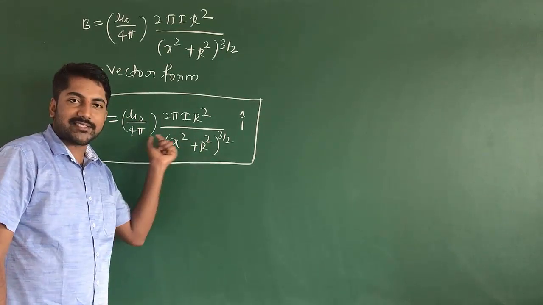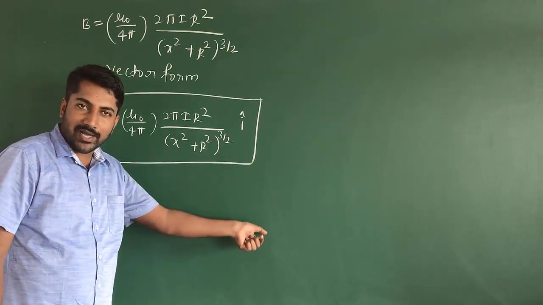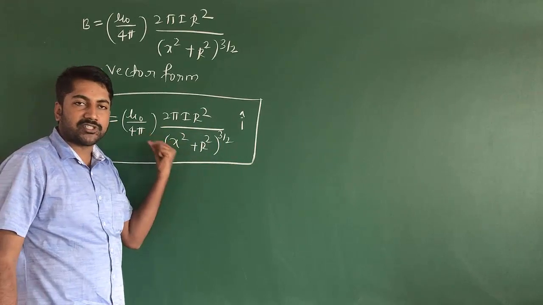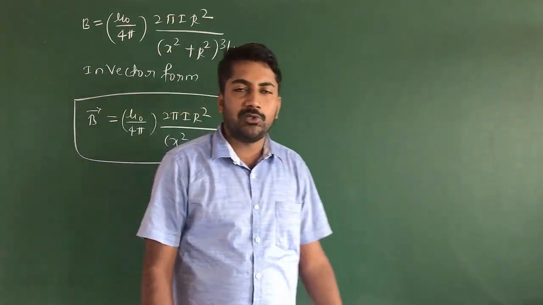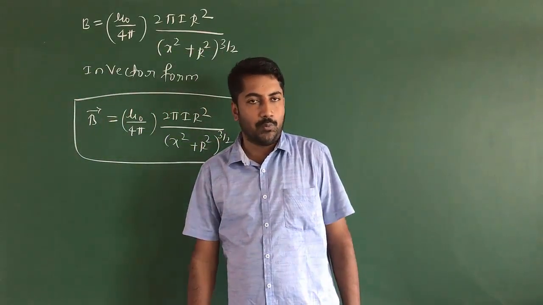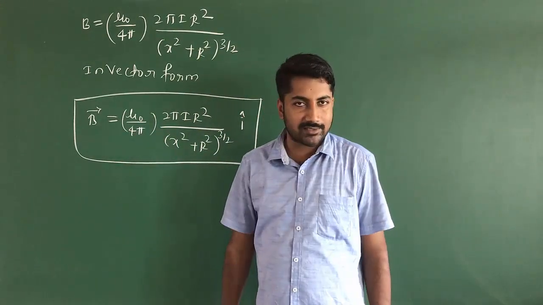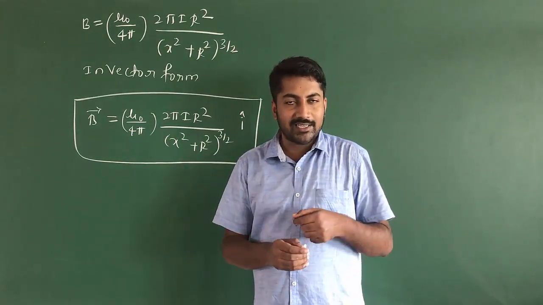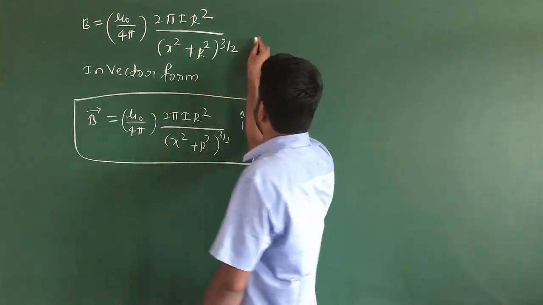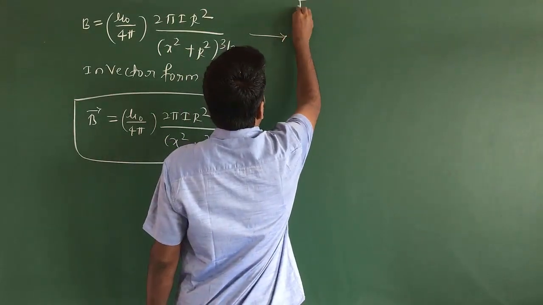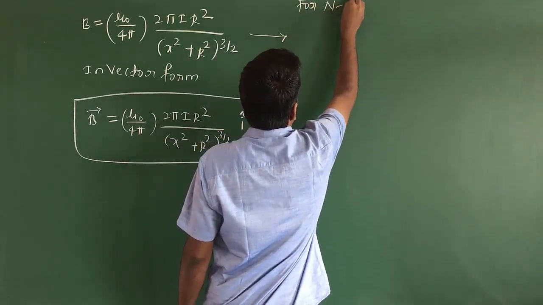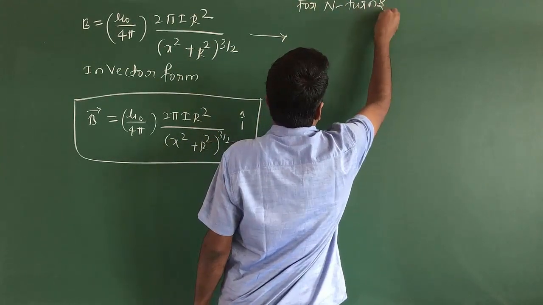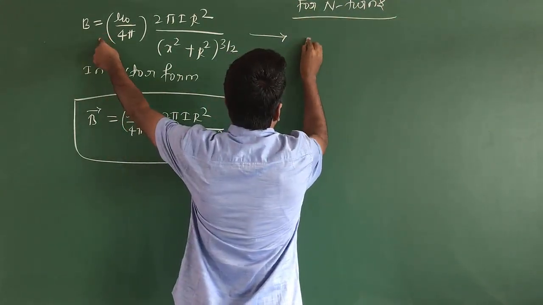This is the vector form of the magnetic field due to the circular coil on the axial line, or from the center of the coil, and it is also called the expression for the magnetic field due to the current carrying circular loop. It is only for one turn. Suppose it consists of n number of turns, for n turns we can write this equation.